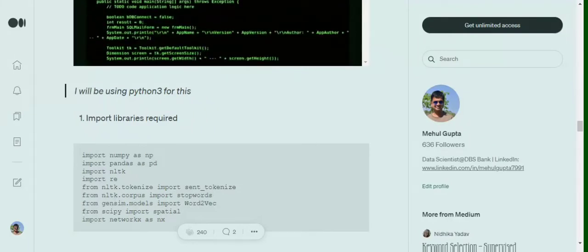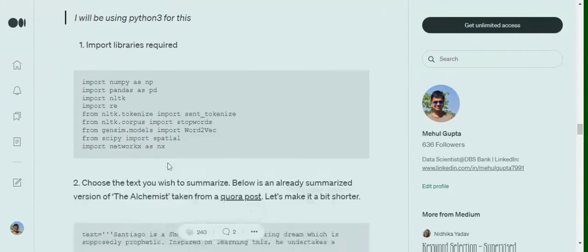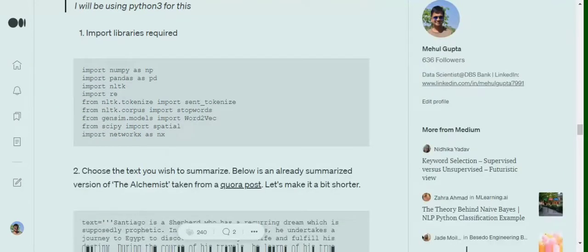See a practical example and see how it is implemented using Python. So first of all, you don't need to worry about the codes. It is present in this particular blog that I will be providing in the description below. So first of all, we will be importing the libraries required.